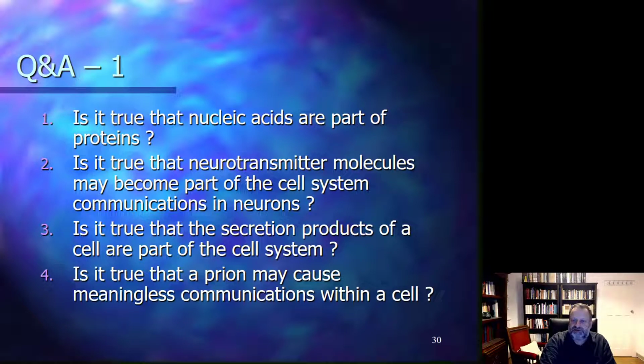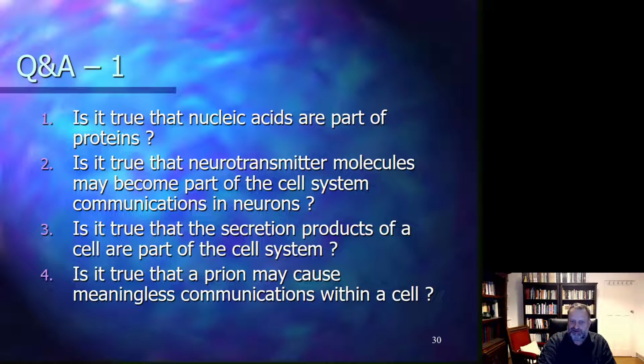Is it true that neurotransmitter molecules may become part of the cell system communications in neurons? Well, the molecules themselves, as I said, are the communication units. The communications themselves are the interactions between the molecules. So in that sense, the neurotransmitter molecules may participate in molecular interactions that are referenced within the cell and are part of the cell system. However, the molecules themselves are communication units, so they are not part of the communications.